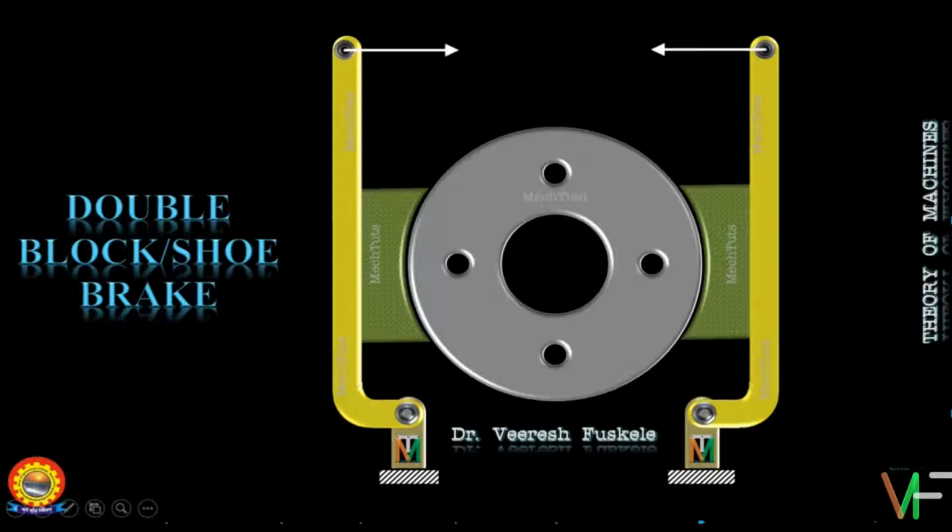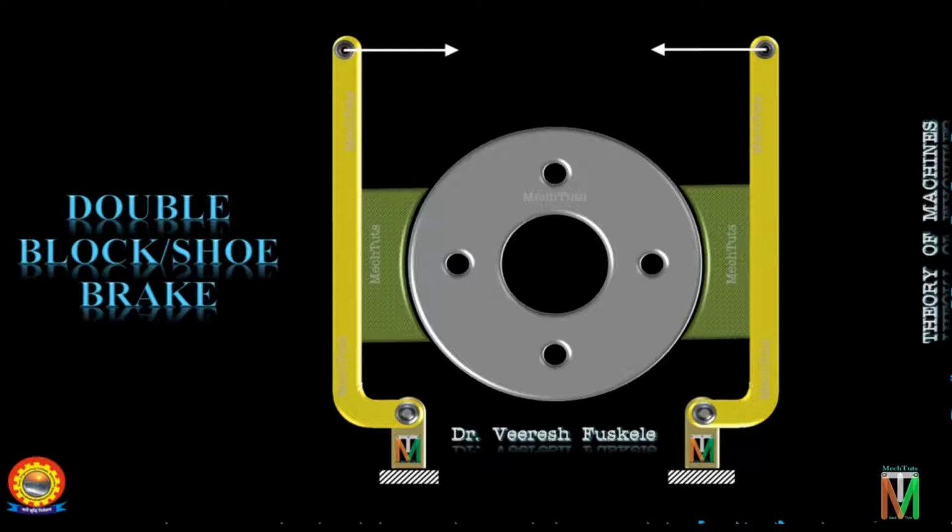So as you can see the construction of the double block brake, observe that two levers with the block attached are placed diametrically and symmetrically on both sides of the drum. The two levers are pivoted at 2 points as shown here, and the two equal and opposite forces are applied at the free ends of the two levers to apply the brake and to stop the drum. Now there are so many ways in which the two equal and opposite forces can be applied on the lever. For now we are not much concerned about this, but generally a bell crank lever arrangement is used to apply two equal and opposite forces.